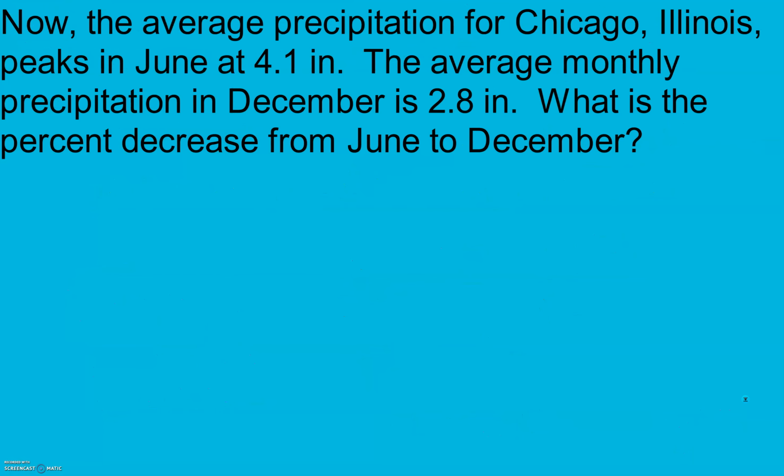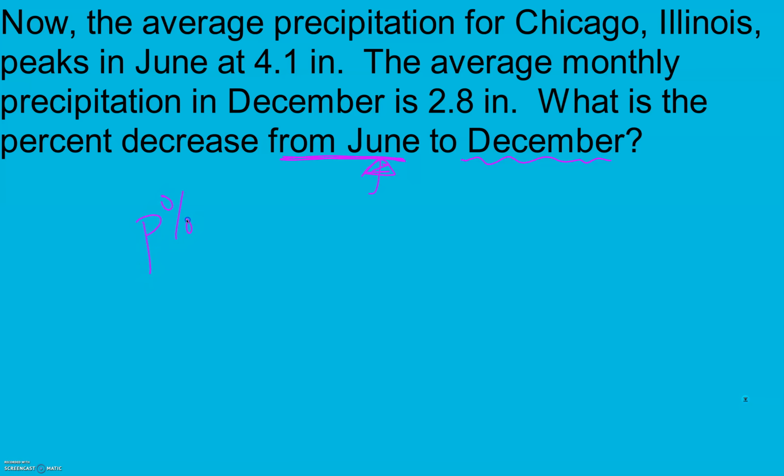Now, the average precipitation for Chicago, Illinois peaks in June at 4.1 inches. The average monthly precipitation in December is 2.8 inches. What is the percent decrease from June to December? So from June tells me that's where I begin, and I go to December. So June is going to be my original.